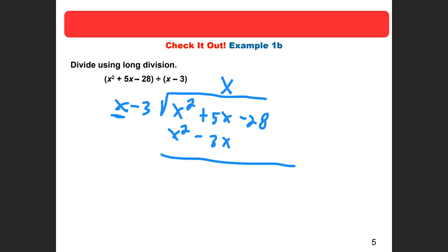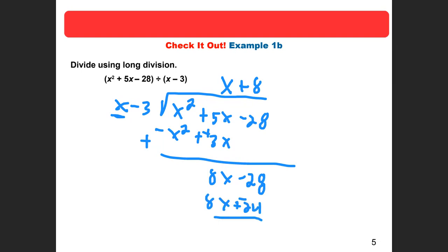So I'm going to subtract now, which is the same thing as adding the opposite. So that would really be adding the 3. So 5x plus 3x gives me 8x. Bring down my next term. Start all over. X times what gives us 8x? Well, 8 does. So if I multiply 8 times x minus 3, I get 8x minus 24. Again, I'm just going to add the opposite. So that leaves me with a negative 4 for my remainder. Usually we write our remainders like this, negative 4 over the x minus 3.